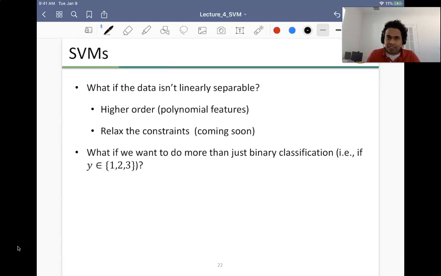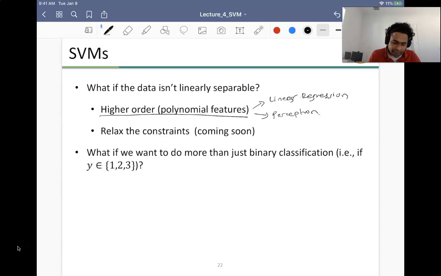So if the data is not linearly separable, then we can do higher order polynomials. This we have seen in the case of linear regression, but we have also seen this in the case of perceptron. The idea is very, very simple. I won't spend time on this for support vector machines, but the idea is the same as perceptron. We can come up with higher order polynomial features like the square features, the cube features, and so on, and then look at a linear classification on these polynomial features.